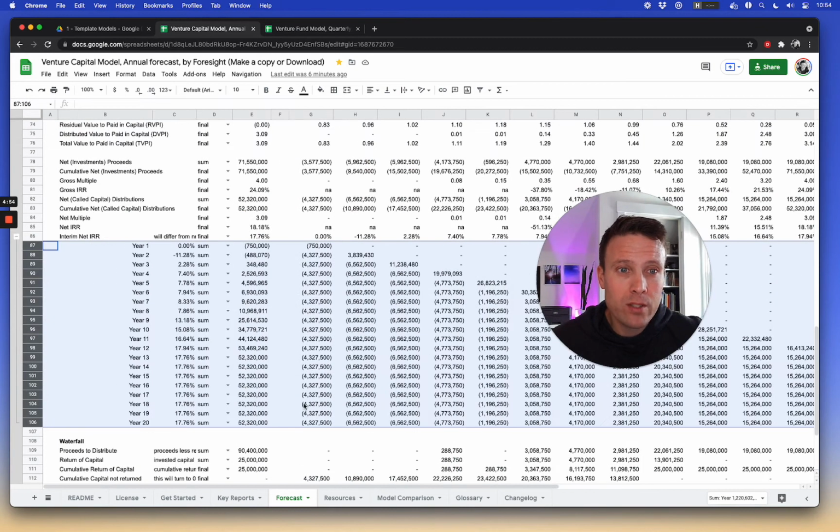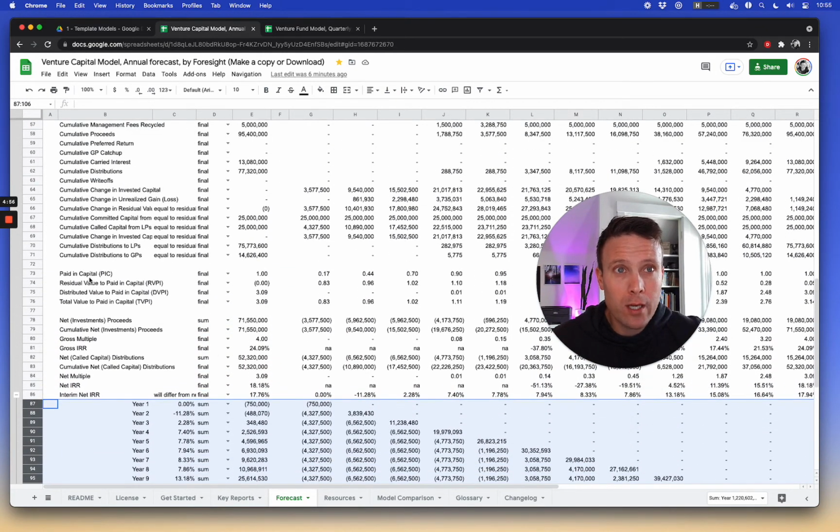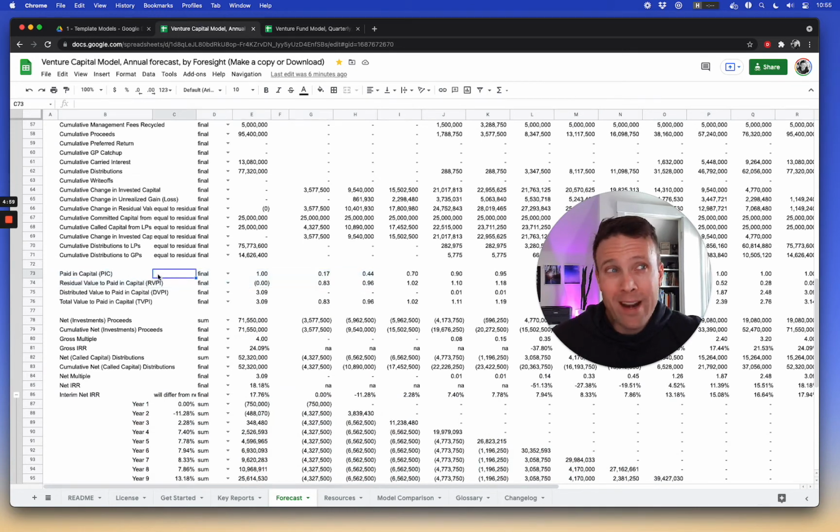calculate the models is I create a section usually just like this. I do paid in capital just so I understand what portion of the fund has been deployed over time, of the total committed capital. And then residual value and distributed value. Residual value is the total residual value in the fund at that period of time divided by the total paid in capital at that time. Distributed value is the same way: cumulative distributions to that point in time divided by paid in capital to that point in time. And then TVPI is just the sum of RVPI and DVPI.